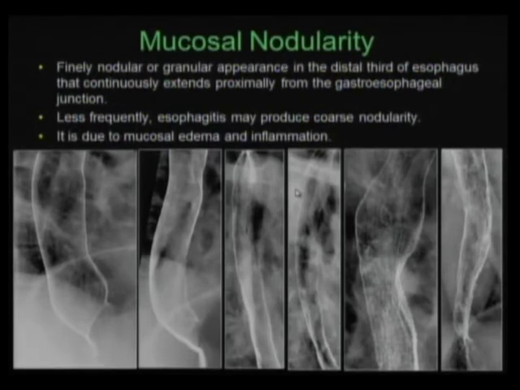Some people call it a granular appearance or nodular appearance of the mucosa in the distal third of the esophagus. Usually it extends continuously, proximally from the gastroesophageal junction, okay? And the reason for this granular mucosal pattern is mucosal edema and inflammation. Be careful that in some places the endoscopists do not mention that, but the radiologists, we mention that. It's a radiographic sign of mild reflux esophagitis.